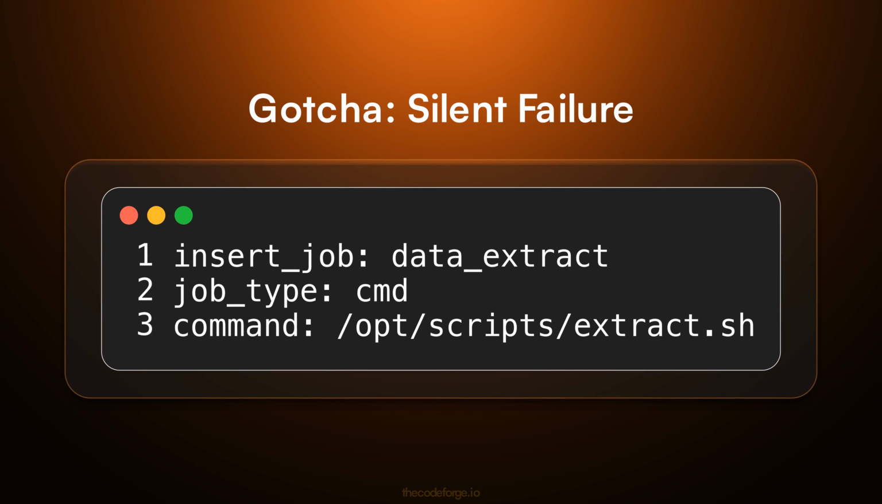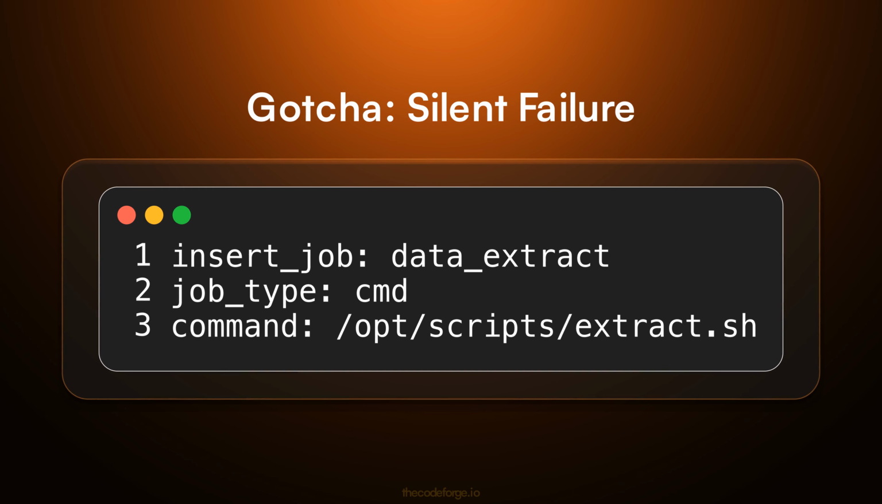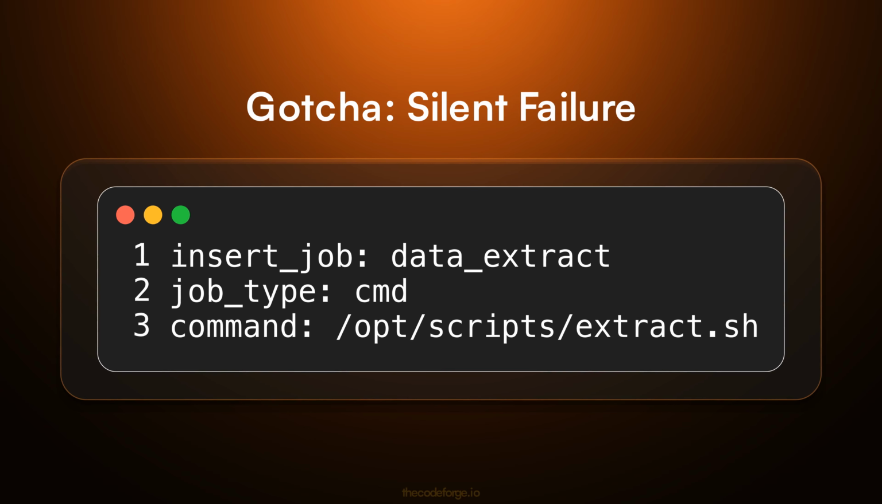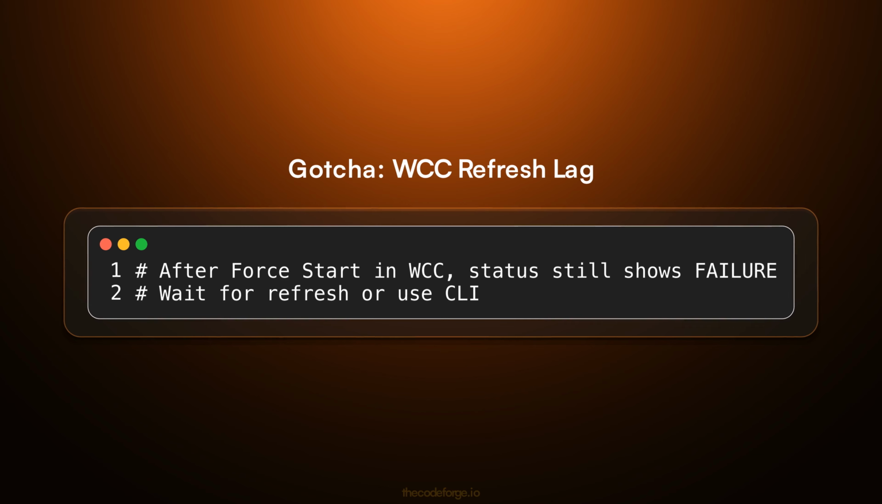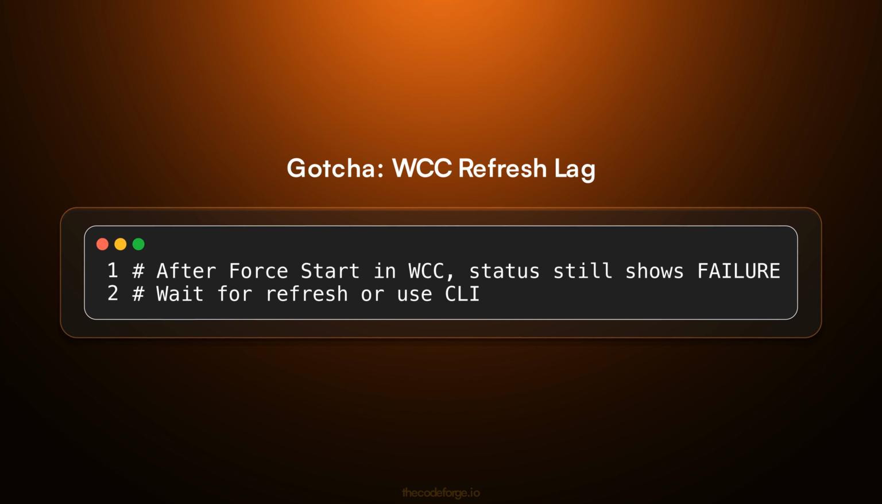A job can show success in WCC but fail logically. If your script exits with 0 after an error, WCC paints it green. Always add a validator job to check actual output. After a forced start, WCC may still show the job as failure for up to 30 seconds. Don't double execute. Use CLI to verify immediately.